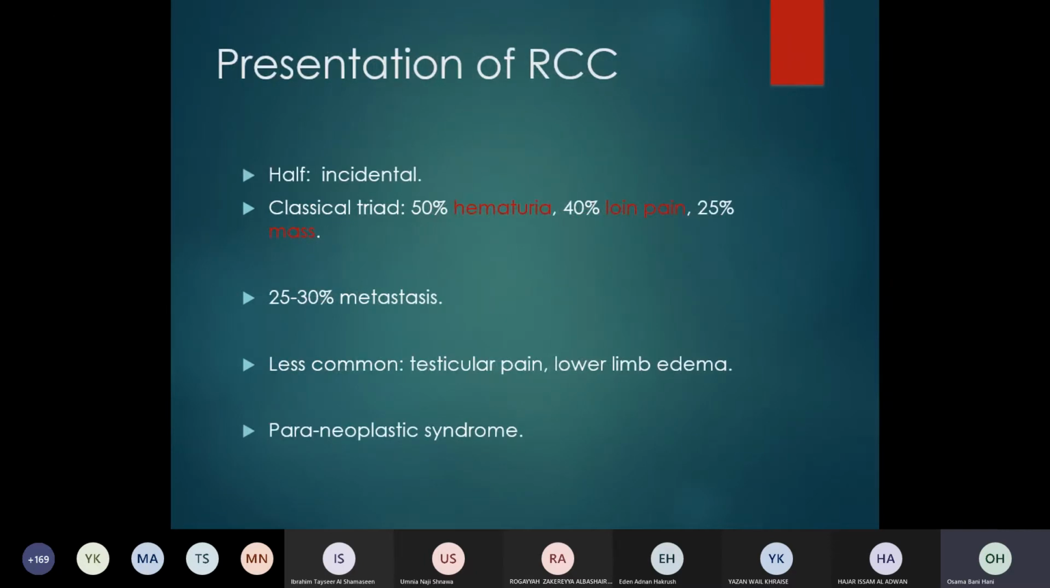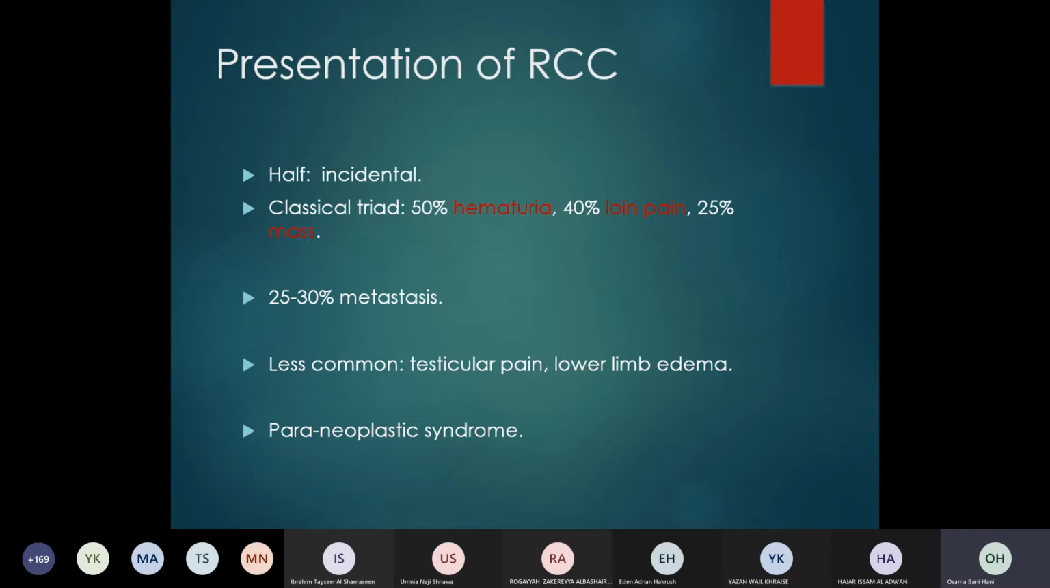Presentation of renal cell carcinoma. Half of these patients come incidentally. We do a CT scan for the abdomen for many reasons, abdominal pain or even GI, and we find a renal tumor, and this is what we mean by incidentally. So they do not present to the urologist or to the physician because of renal pathologies. Mostly they present because of other non-genitourinary or non-renal presentations. A CT scan or ultrasound will show us a tumor or a mass in the kidney, and this is what we mean by incidental presentation.